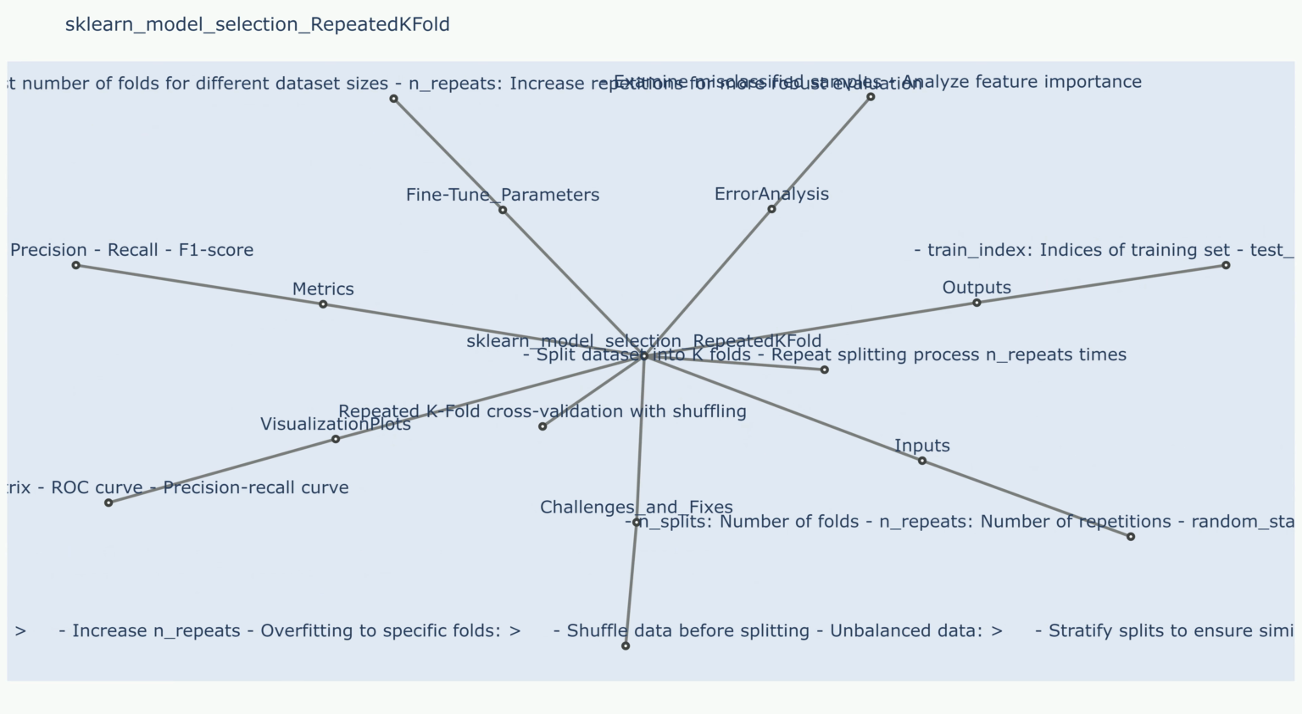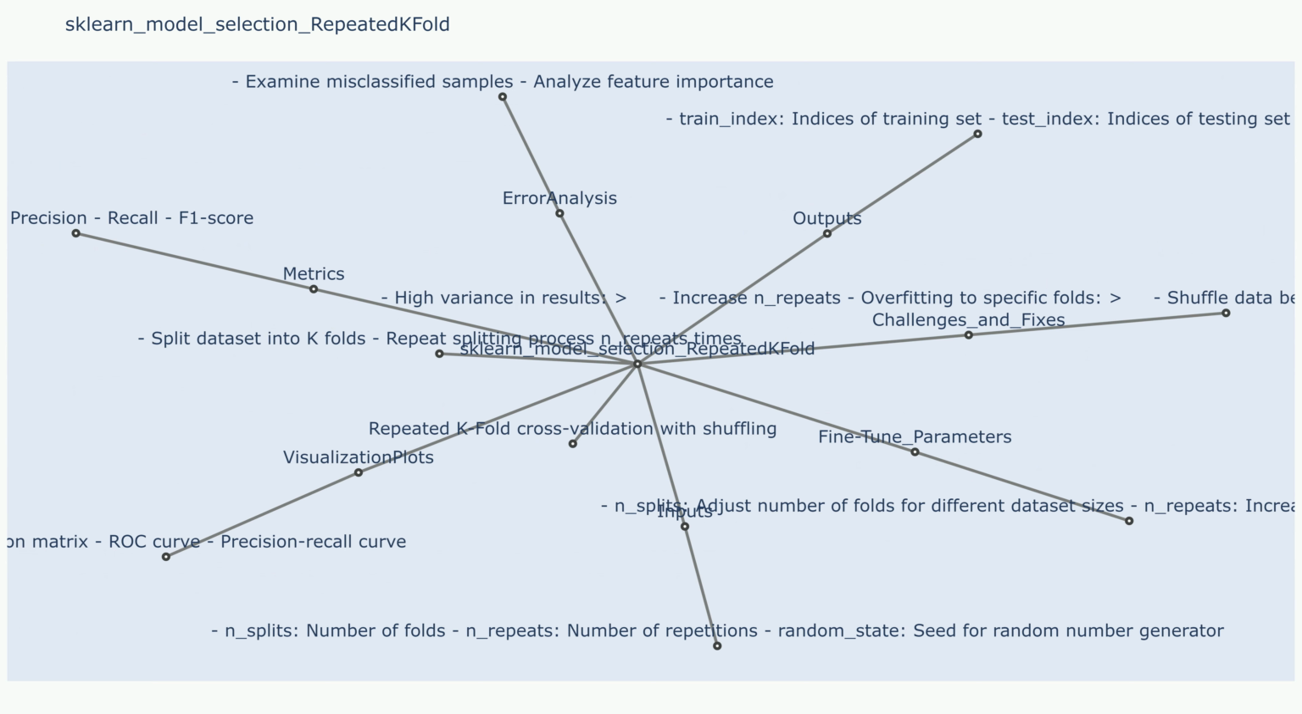Fixes to challenge 1. Stratified K-fold. This class creates folds with an approximately equal proportion of each class in each fold. Class weighting. This can be used to assign different weights to different classes, reducing the impact of class imbalance.